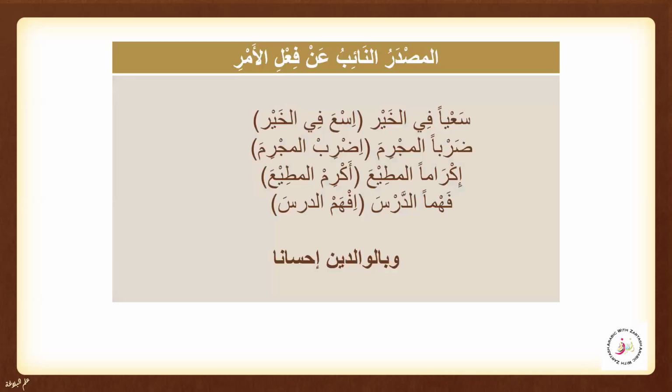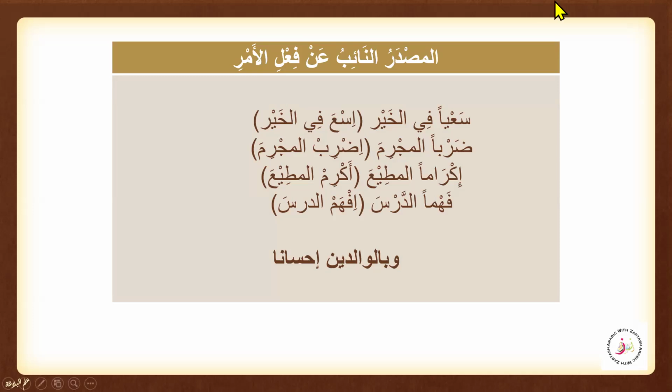Now the next is al-masdar na'ib 'an fi'l al-amr. Here, this is another type of command that is used in the Quran. See, sa'yan fil khair means is'a fil khair. Darban al-mujrima, idrib al-mujrim. Ikraman al-muti', akrim al-muti'. Fahman ad-darsa, ifham ad-darsa. You see that in all these words the masdar is used for commanding.